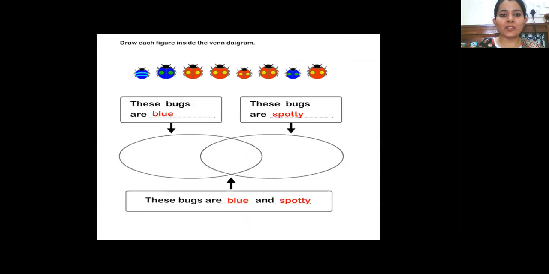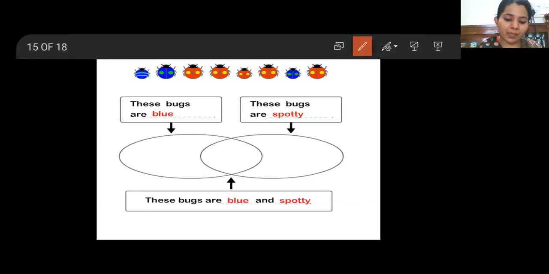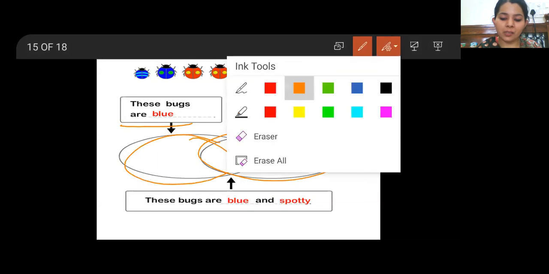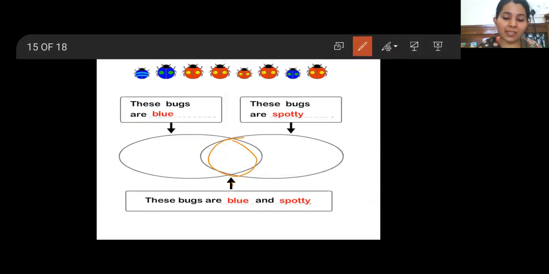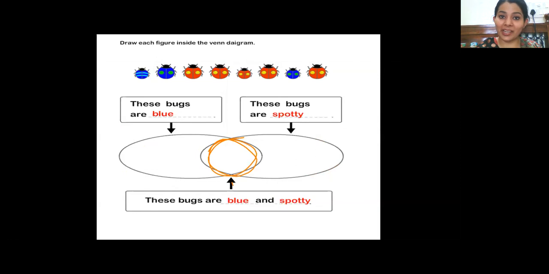Now next diagram. Draw each figure inside the Venn diagram. It's very easy. You have already done three circles. Now this is a piece of cake for each one of you. So here we have blue bugs. We have a spotty bug circle. So this is for blue bugs. This is for spotty bugs. So of course, the common one will be the bugs that are blue and spotty also. Great. I am sure that you are answering even before I explain to you all.